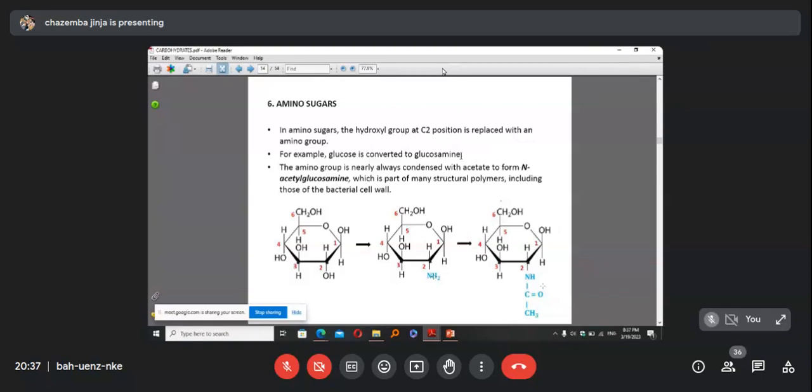Glucosamine, sorry. Now, the amino group is nearly always condensed with acetate to form N-acetylglucosamine, which is part of the structure of polymers found in bacterial cell walls, as we're discussing in the functions of carbohydrates. N-acetylglucosamine is part of the bacterial cell wall, which gives structural support to the bacterial cell wall as a function of the carbohydrate.